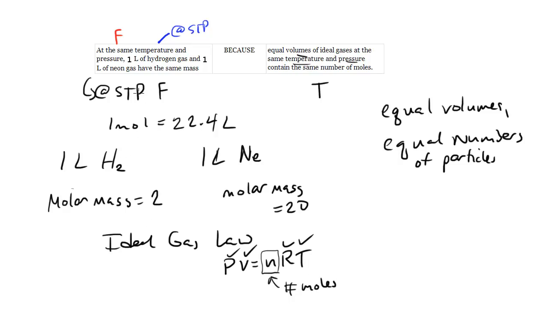So this is just restating what we said here. Equal volumes, equal pressure, equal temperature, equal everything. The moles are also equal. However, the mass is not, because the molar masses differ between, say, hydrogen and neon. So in this case, we have false, true. We don't have to test for CE because it's not true. So that's it for that one.